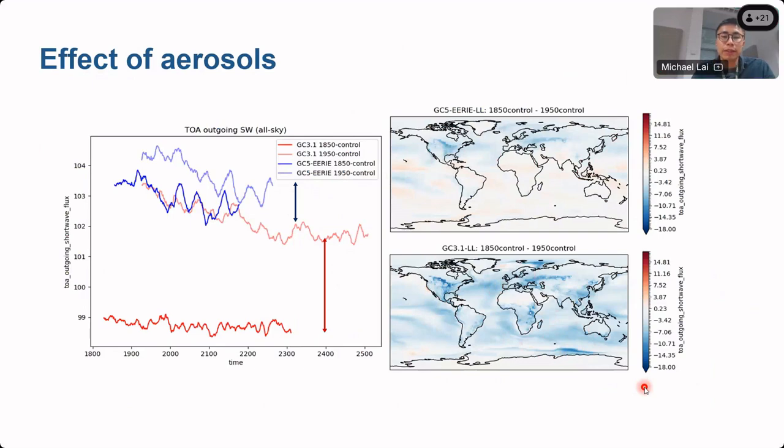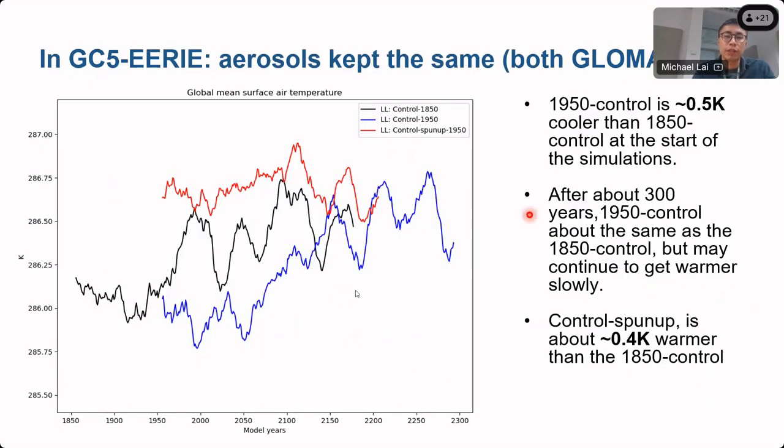Once you account for this in the GC5 EERIE runs, where the blue line is the 1950 control and the black line is the 1850 control, they are much more similar. There is still the impact of the shorter spin-up length, so there's some drift in the first period of the control, but about 300 years in, it's a lot more comparable to the 1850 control.